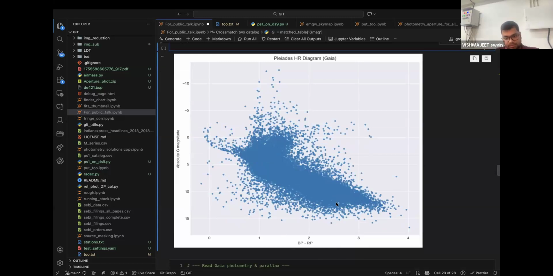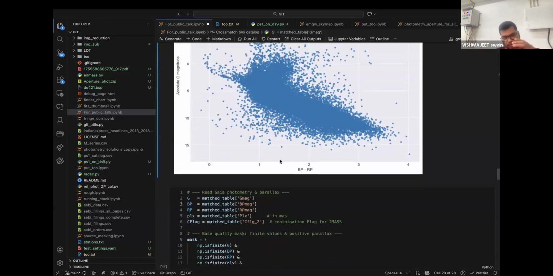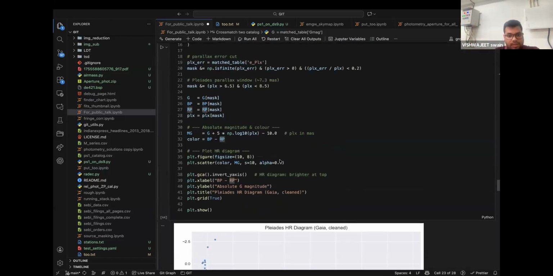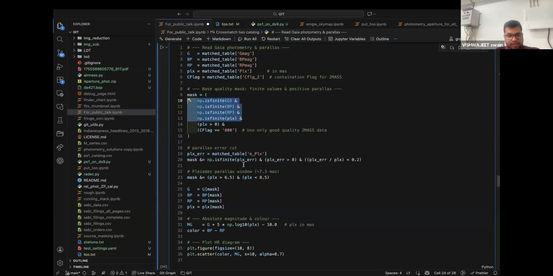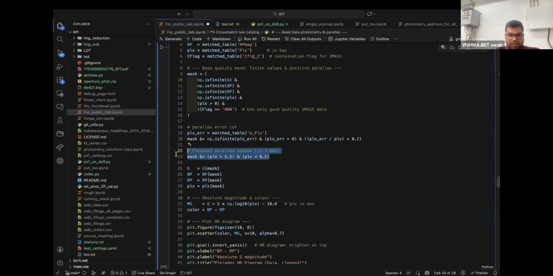And then you will see that these objects are not coming from the same cluster, right? It is coming from all the objects in that particular region. So let's filter it out. After the filter, you can see that we put more filters. For example, we only want the rows which have finite values of G, BP, and RP magnitude, and then again the parallax. And then we put another filter here, which is the Pleiades.